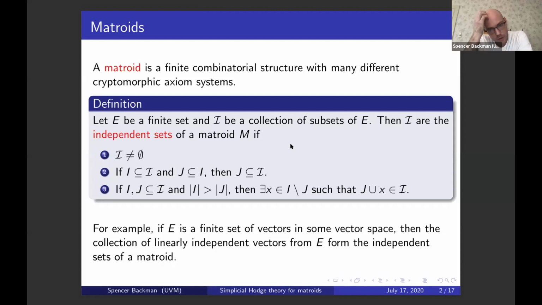And then the third axiom, which is really the heart of matroid theory, is saying that if you have 2 independent sets, where the cardinality of one is larger than the cardinality of the other, then you can throw some element from the bigger set into the smaller set to get another independent set. So for example, if E is just a collection of vectors from some vector space, then the collection of all linearly independent sets of vectors will form the independent sets of a matroid. But matroids are much more general, so asymptotically, almost all matroids are not coming from vector configurations.